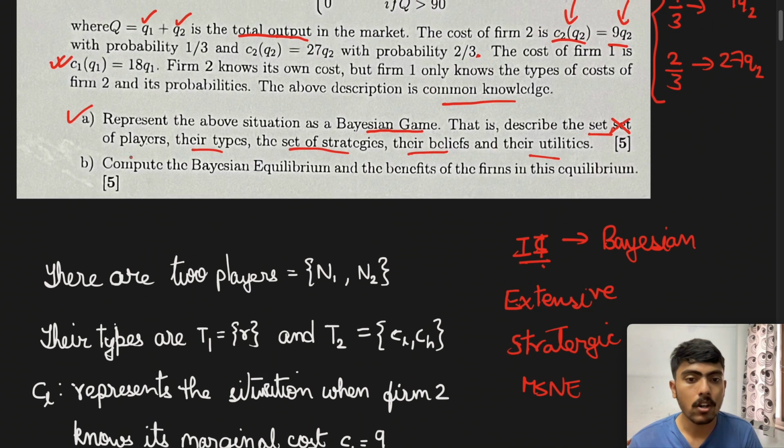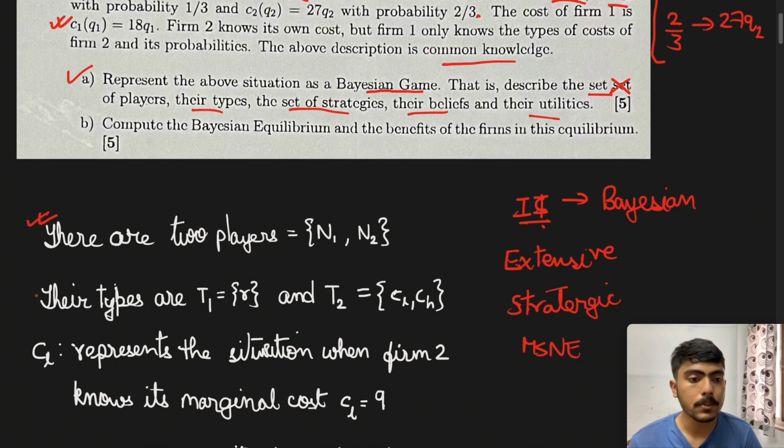So let's begin our first question. There are two players, let us say N1 and N2. Their types are T1. So T1 is for firm 1, right? Their type is firm 1. Type means the behavior. When we associate behavior into the game, we need to define a particular entity associated to it so that we can assign a numerical value.